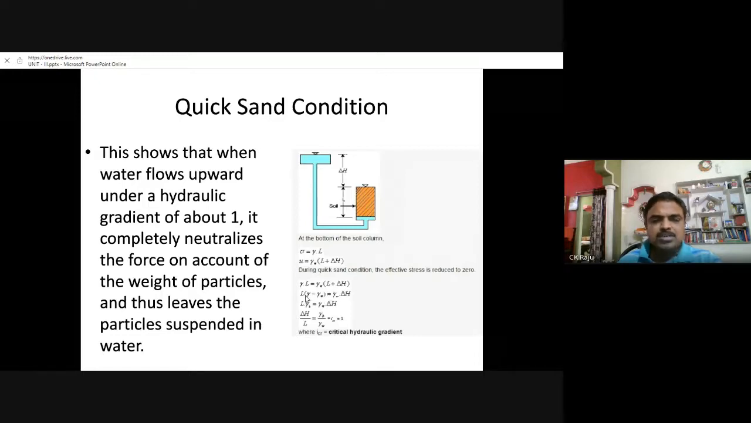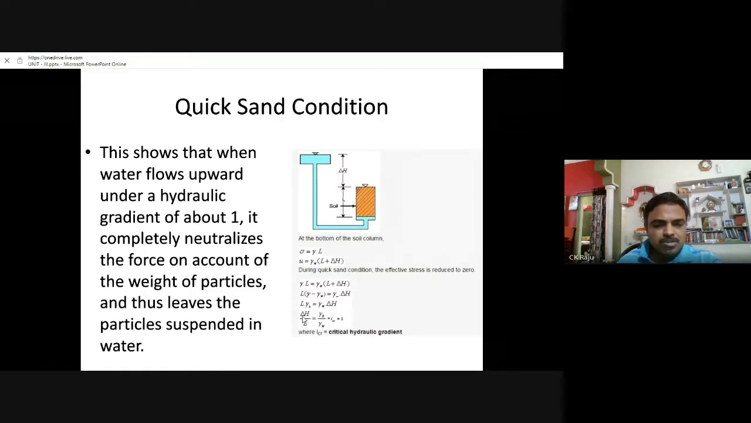What is the difference between gamma saturated and gamma W? This is nothing but the submerged unit weight, gamma dash. So we can write L into gamma dash is equal to gamma W into delta H. If we bring L across, delta H by L is equal to gamma submerged by gamma W.